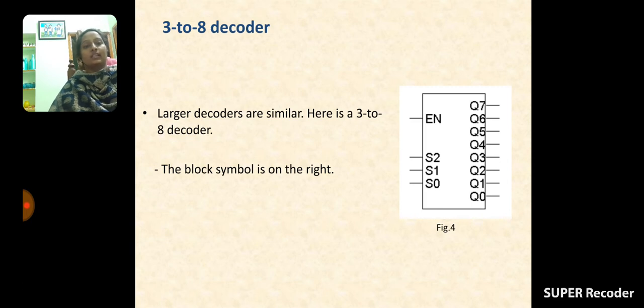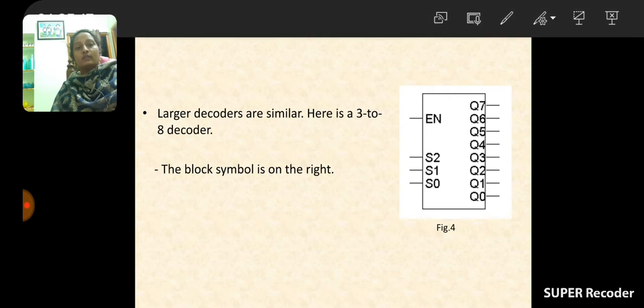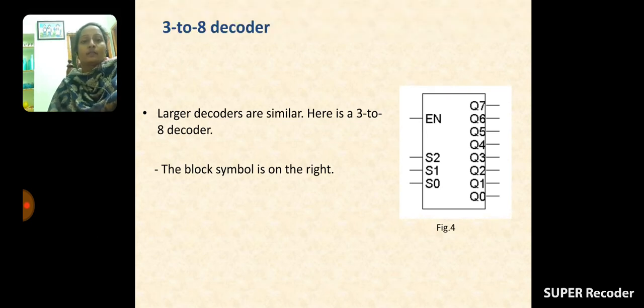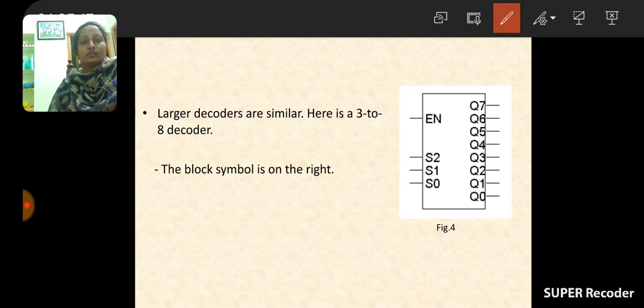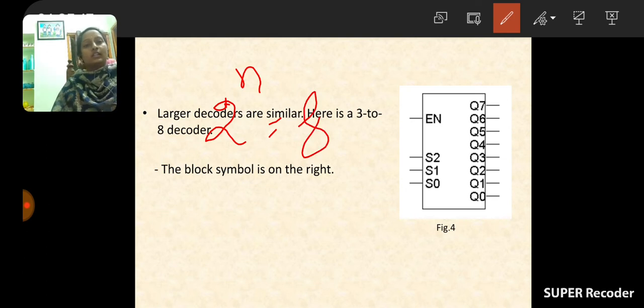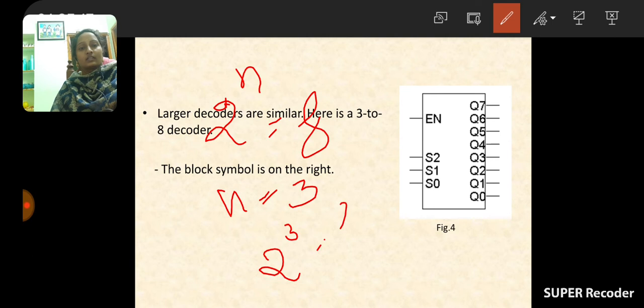So how can we select? I already said the logic: 2 to the power of n is equal to the number of outputs. How are we getting 8? 2 to the power of n is equal to 8, where n is the number of input lines. By replacing n with 3, how much are we getting? 2 to the power of 3 is equal to 8. We are getting 8.